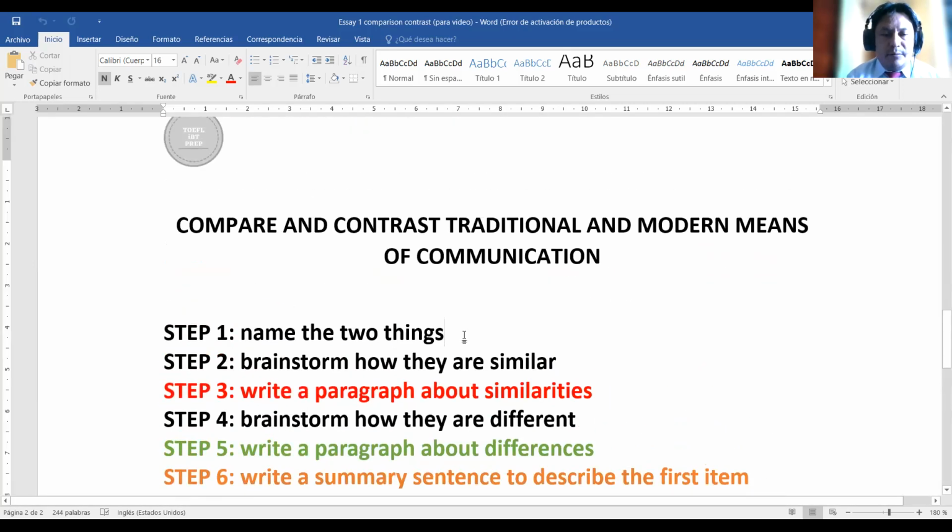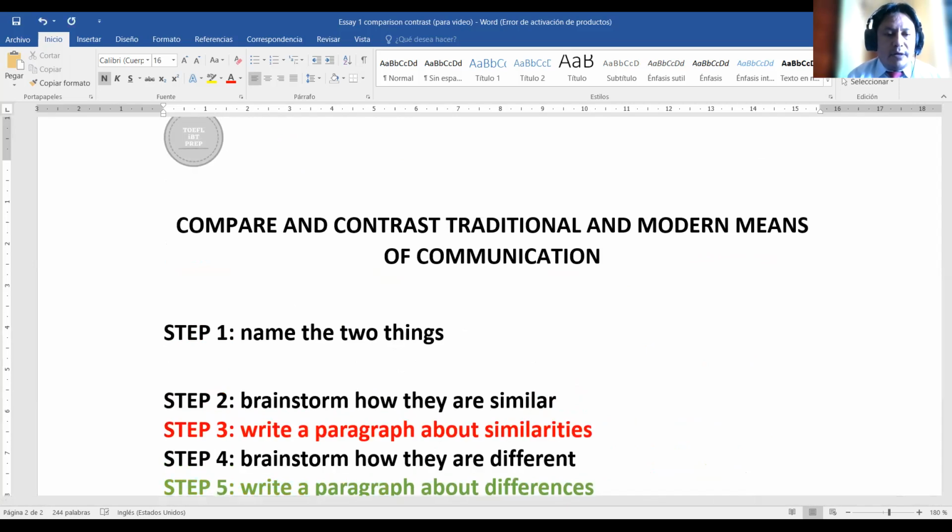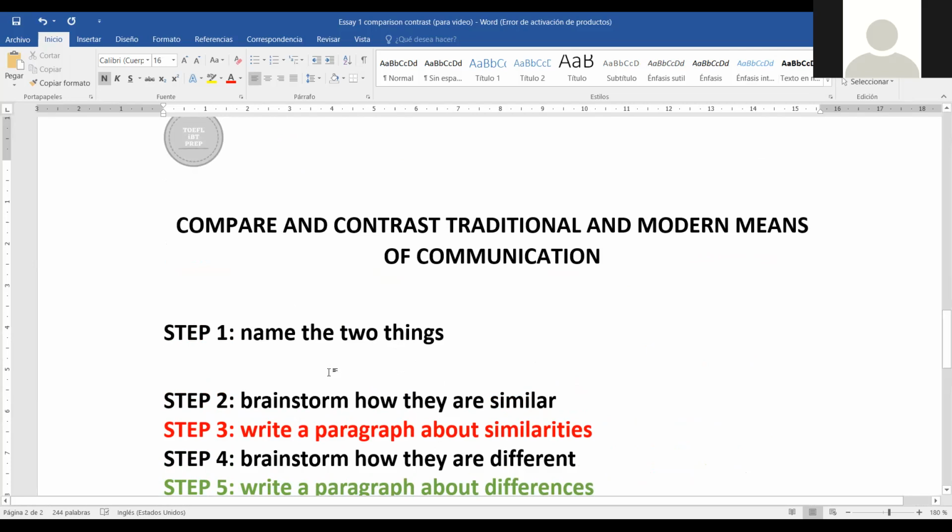So let's start working. Remember that I will be copying from my PowerPoint here to save some time, because if I start writing, it will take too much time. So let's start working. Luis, name the two things we have to compare and contrast, please. According to this topic, what are the two things we have to compare and contrast? Traditional and modern means of communication.